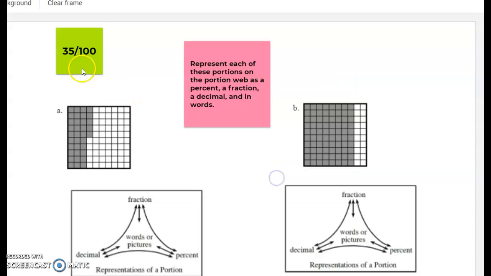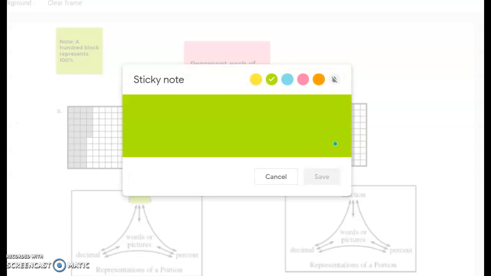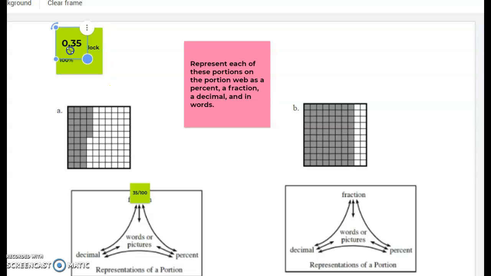And that would be my fraction. Now I have to do it in decimal form. Well, if I look at this, it is 35 hundredths shaded in. So it's going to be hundredths in place value. So I'm going to say 0 and 35 hundredths. That is my decimal.